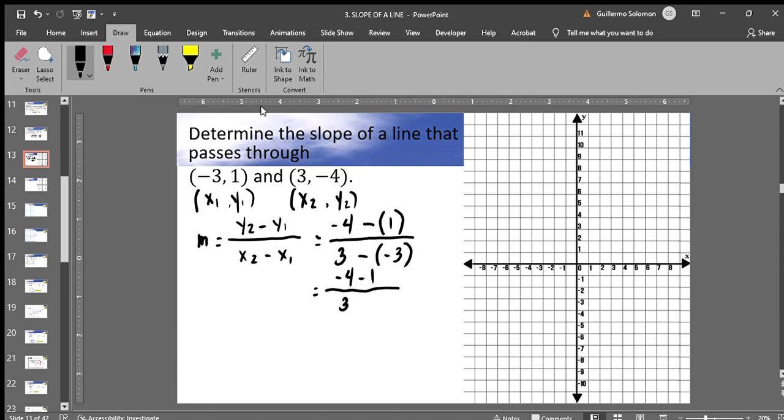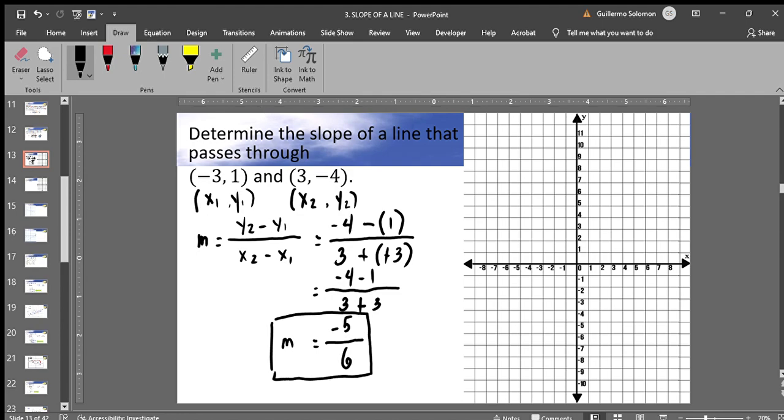Apply the rule of subtraction: change the sign of the subtrahend, and then proceed to addition. So we see this is 3 plus 3. Negative 4 minus 1 is negative 5, and 3 plus 3 is 6. So our slope here is m is equal to negative 5 over 6.